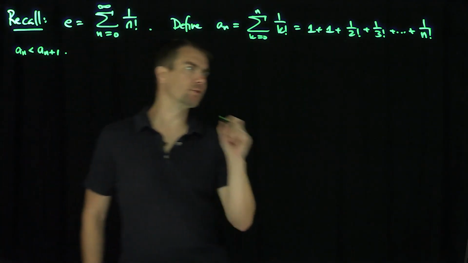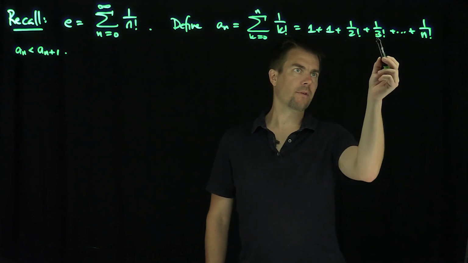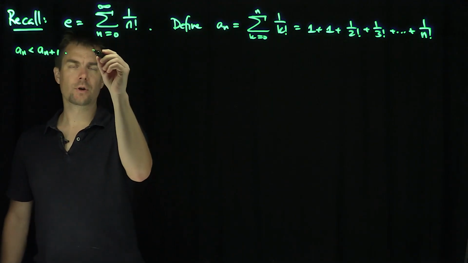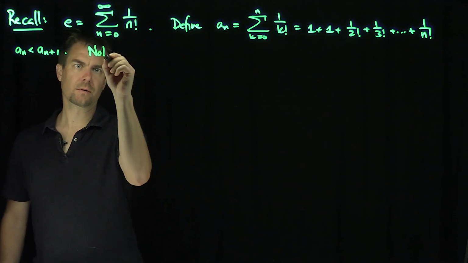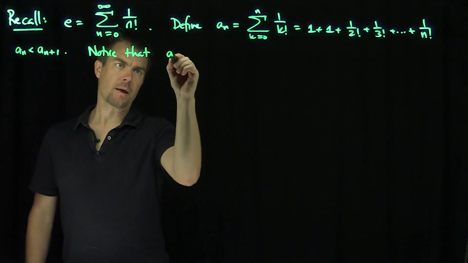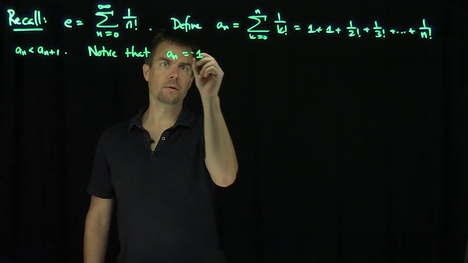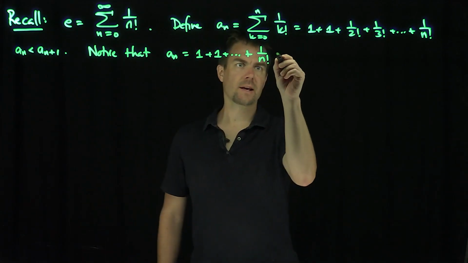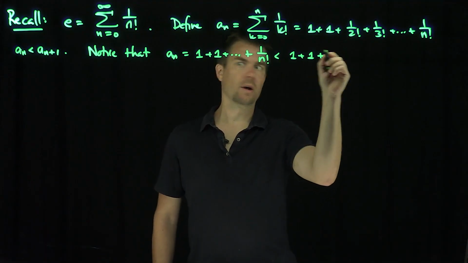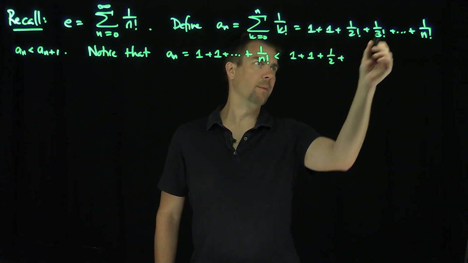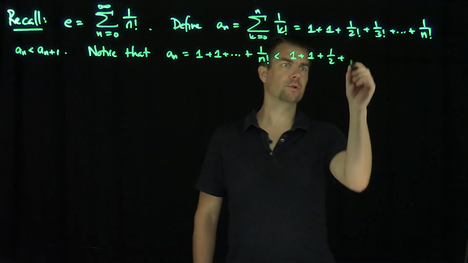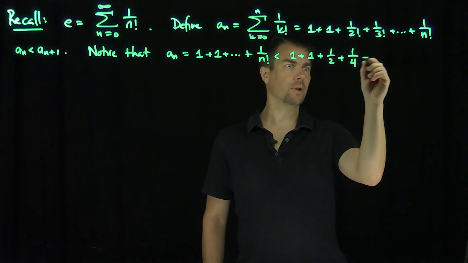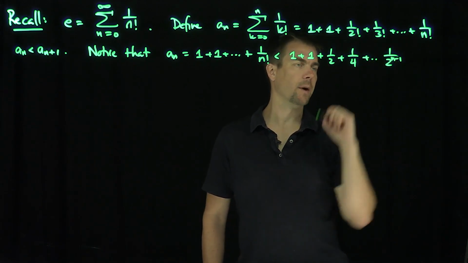That's trivial. And also, I know that I can replace this 1 over 3 factorial with a 1 over 2 and a 1 over 2. So notice that a_n, which is 1 plus 1 plus up to 1 over n factorial, is less than 1 plus 1 plus, then the 1 over 2 is a 1/2. Then I'm going to replace this 1 over 3 factorial with a 1 over 2 and a 1 over 2, so that's going to be a 1 over 4. And then I have an n factorial over there, so I'm going to have a plus all the way down to 1 over 2 to the n minus 1.